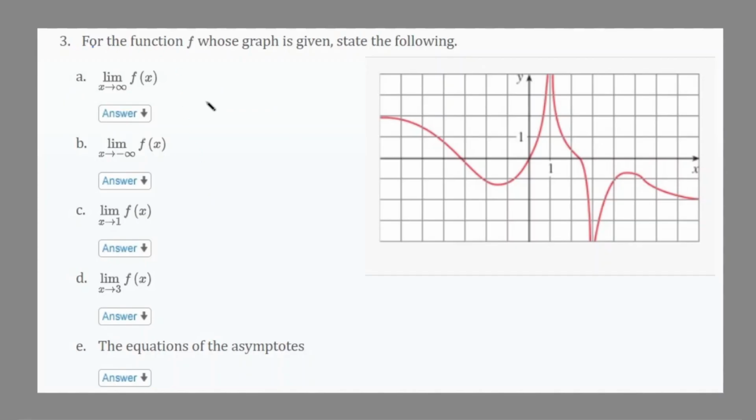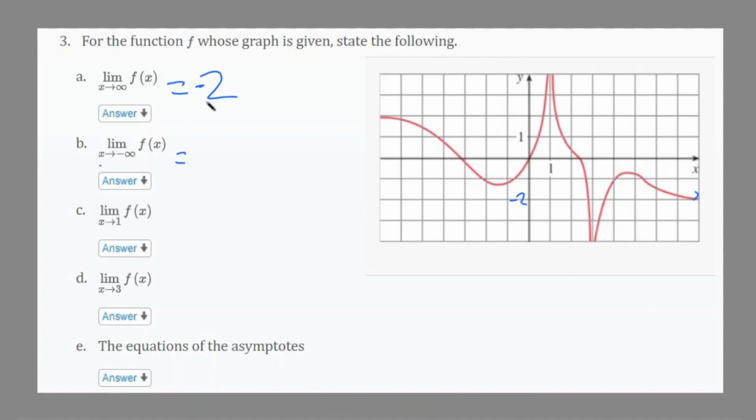Alright, so let's try number 3. For the function f whose graph is given, state the following. A is the limit as x goes to infinity of f(x). This is the graph we're going to be basing all of our answers off of. Infinity is to the right, and we can see that the graph has a horizontal asymptote at -2. So ultimately our answer would be -2 here.